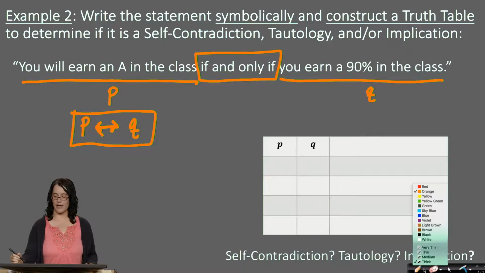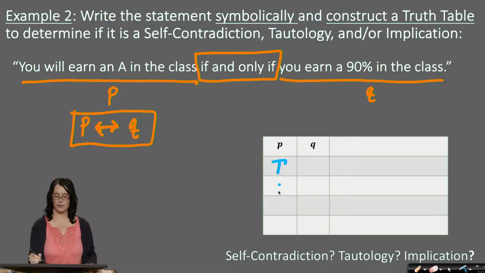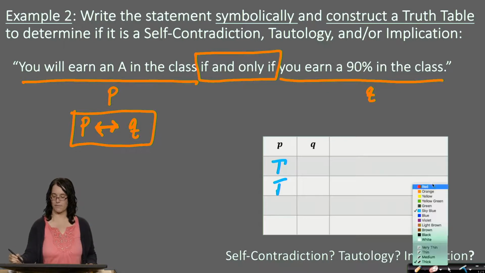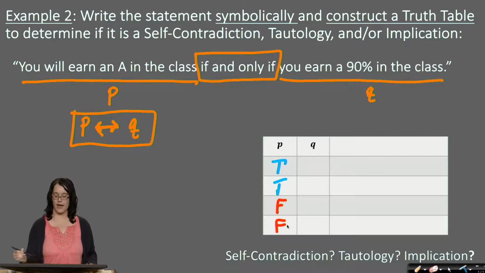So to start off with, I made my 4 rows for my 2 columns, P and Q. I made half of my P's true and half of my P's false, TTFF. And then I did one by one. Hopefully you did too. TF, TF for your Q column.